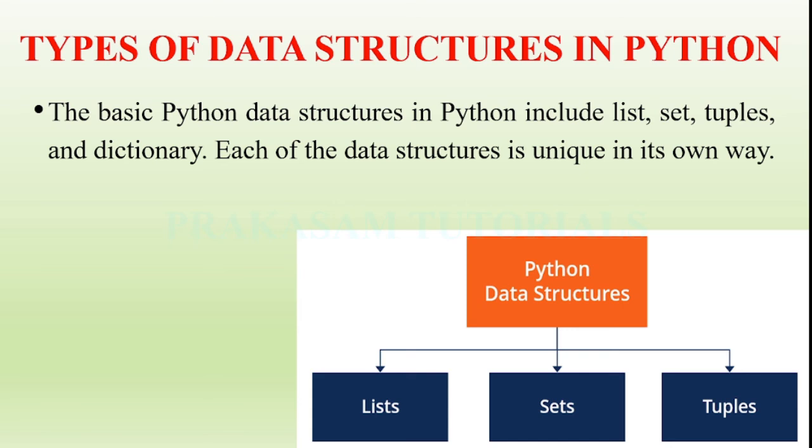See, these data structures differ based on mutability and order. So mutability refers to the ability to change an object after its creation. So the meaning is that mutable objects can be modified, added or deleted after they have been created, while immutable objects cannot be modified after their creation. So that is the difference between mutable objects and immutable objects. So this is the introduction to the data structures in Python.